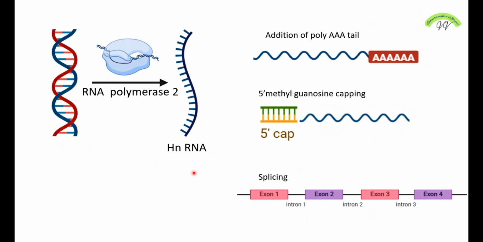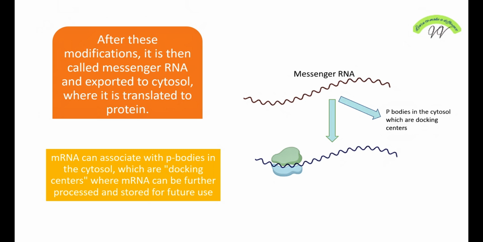But for the messenger RNA to be formed, RNA polymerase 2 is what is helpful. After all these modifications, it is called the messenger RNA, right? All these modifications happen in the nucleus, and it is exported to the cytosol, where it is translated into proteins by the ribosomes. But some mRNA can also be associated with P bodies, which are also present in the cytosol. They are nothing but docking centers. They will be holding the mRNAs so that they can be processed and stored for future use.